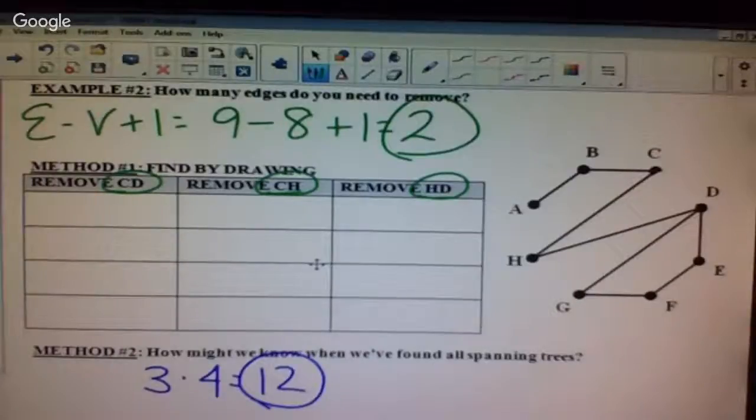So I need to remove one edge from that circuit, and then I've got how many options in that second one? 4. I can remove that, and I can remove C to D. Or I can remove C to D and eat it.